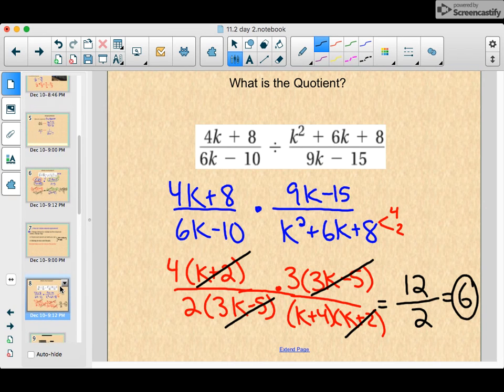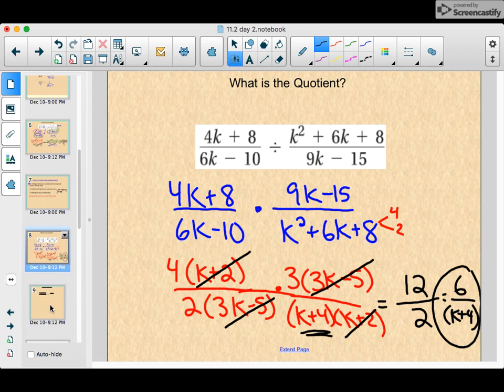Oh, I forgot something. Just kidding. What did I forget? I forgot the k plus 4. So the 6 would be on the top, but the k plus 4 is still on the bottom. I forgot about that. I didn't see it. So that would be your final answer.